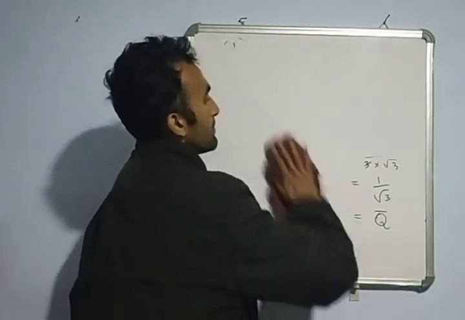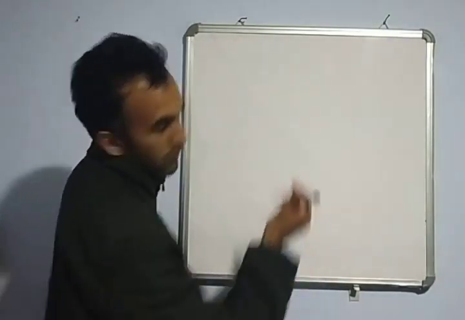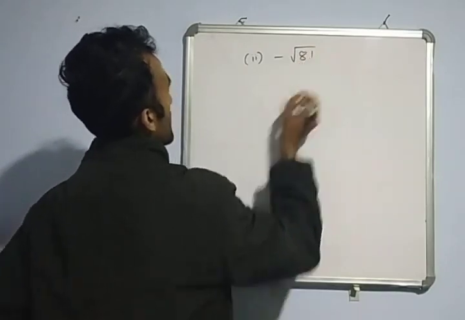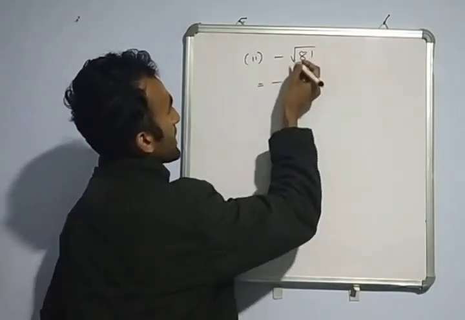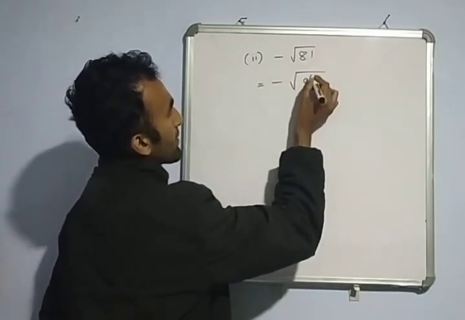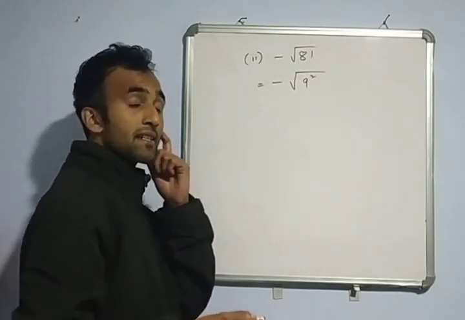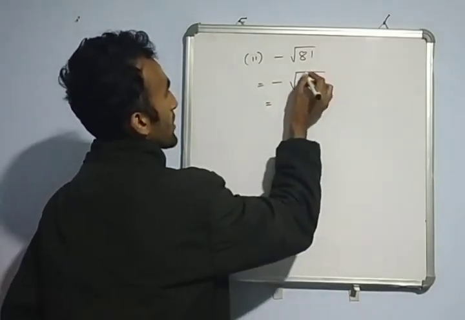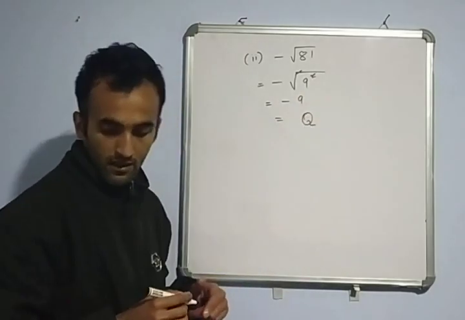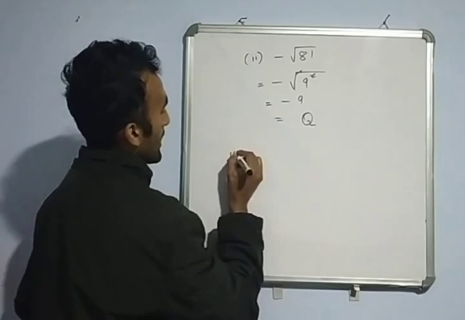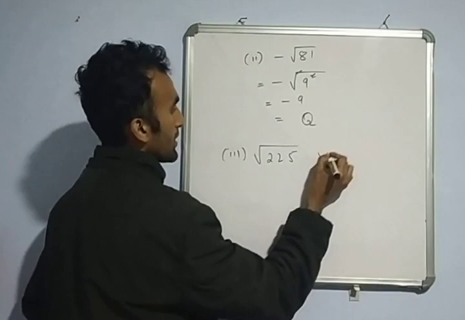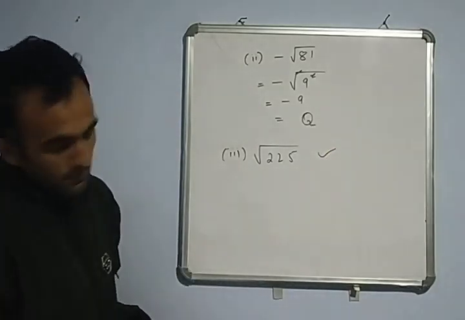Sub number 2. Sub number 2 is minus root over 81. See, minus is minus, we don't have to do anything here. But 81 is 9 square, isn't it? 9 nines are 81. Now, square and square root can be cancelled, it is minus 9. Minus 9 means it is rational, it can come out of the root. So you try with square root of 2 to 5. Try with this one, whether it is rational or irrational, you tell me.